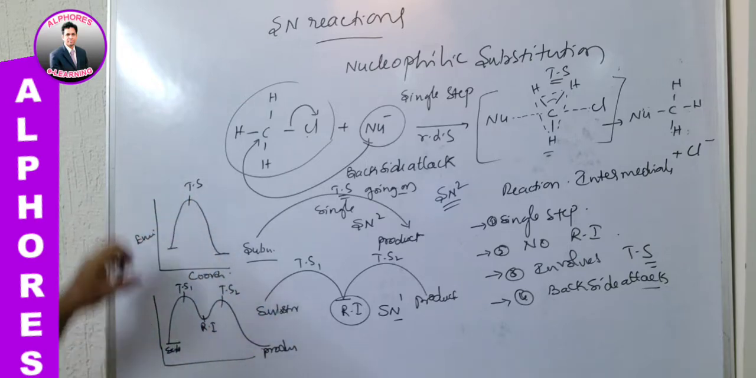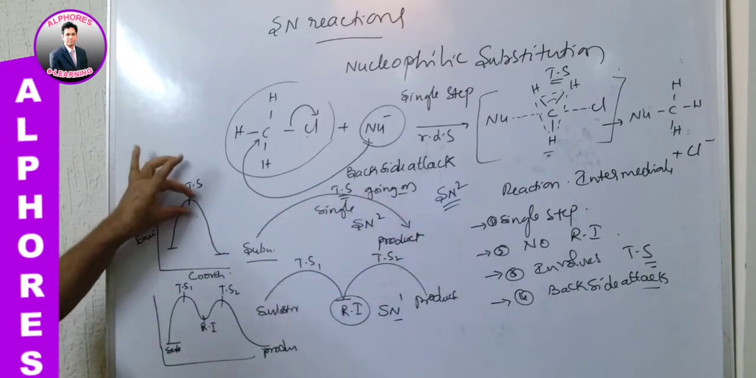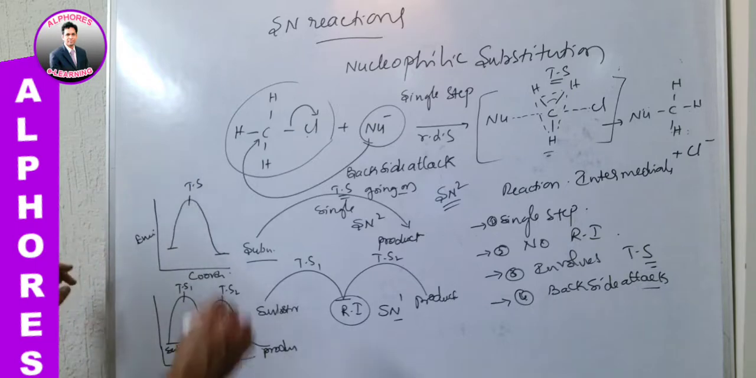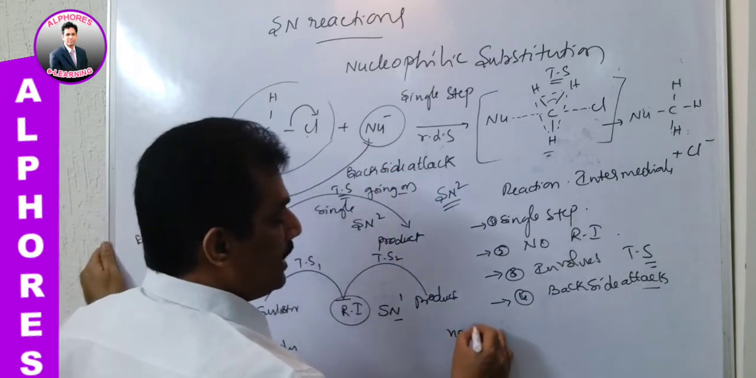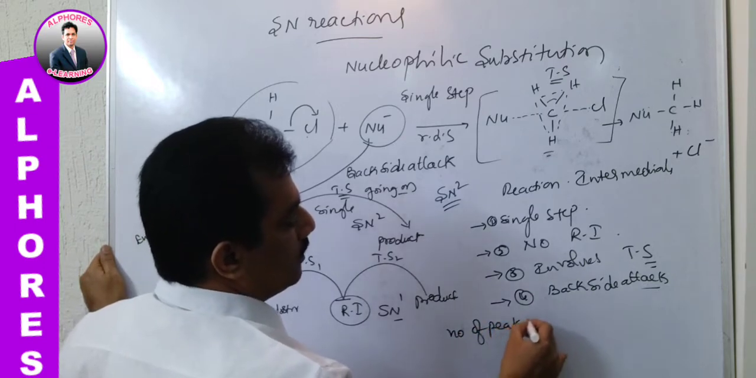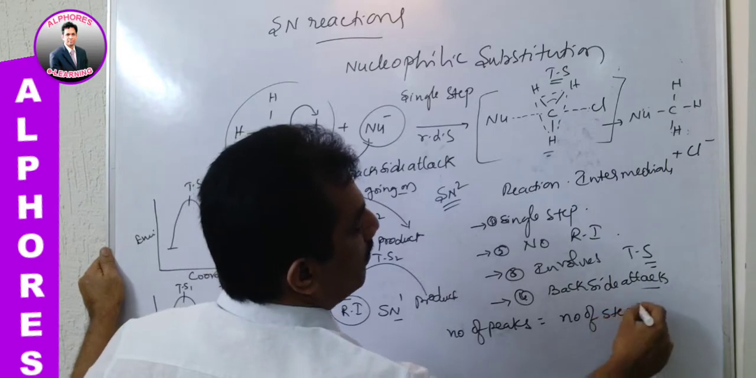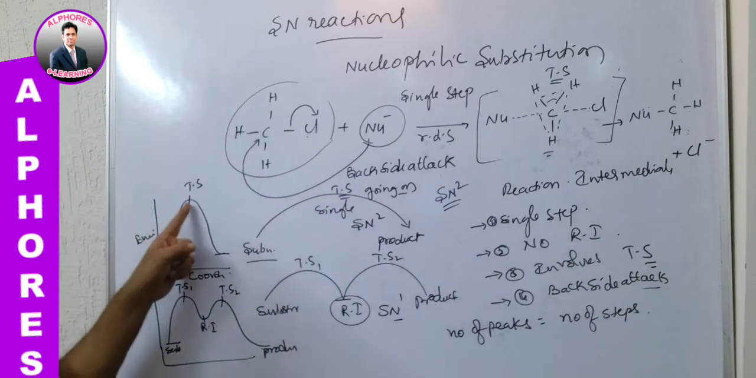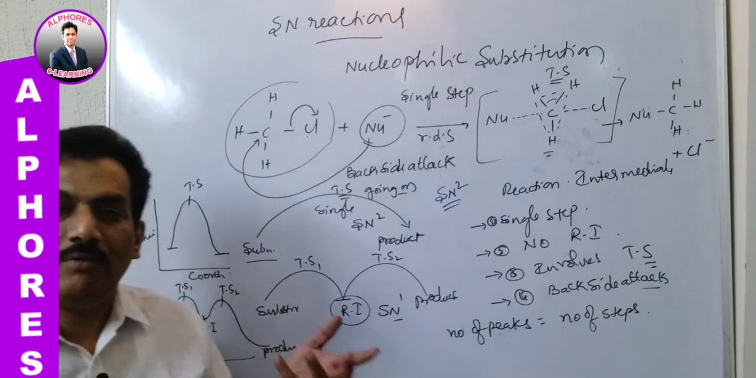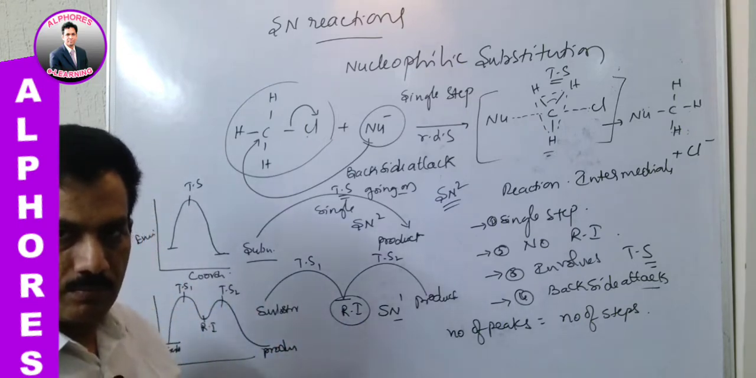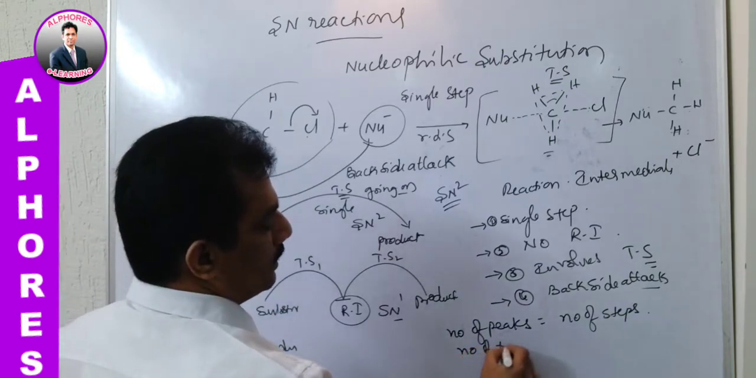Now, let me give that information first, and thereafter we will connect with this one. The number of peaks: I am writing here, number of peaks is equal to number of steps. That's all, you can observe. Here 1 peak, 1 step. Here 2 peaks, 2 steps. If it has 3 peaks, 3 steps. Clear?